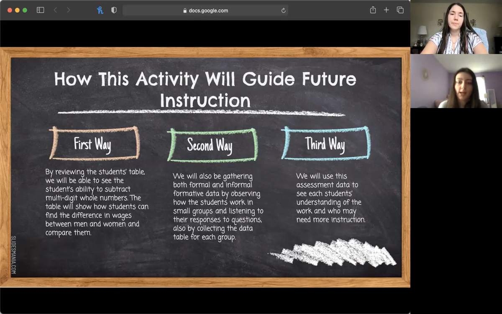The third way is that by gathering all of this assessment data, we'll be able to assess students' understanding of their work and determine which students understand and which students may need more instruction with this topic.